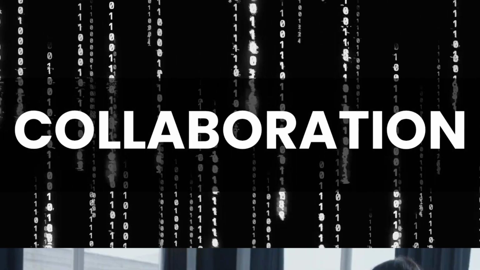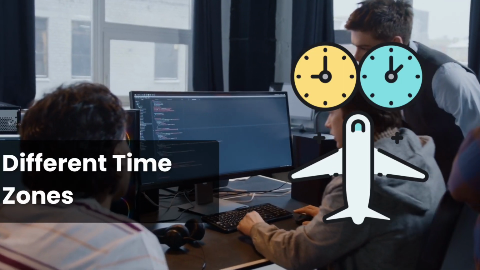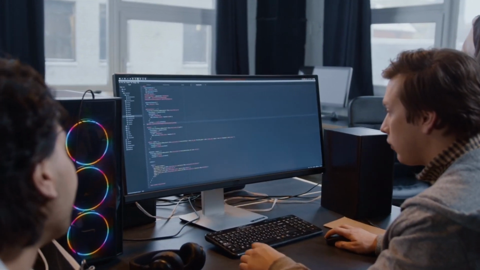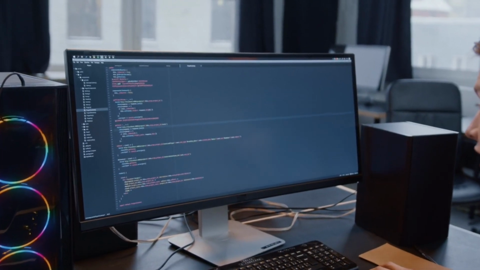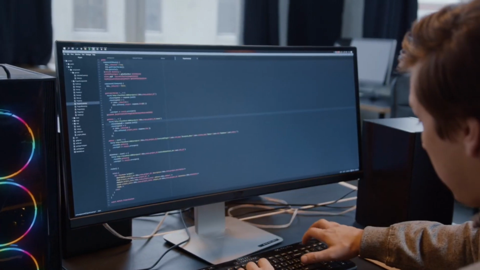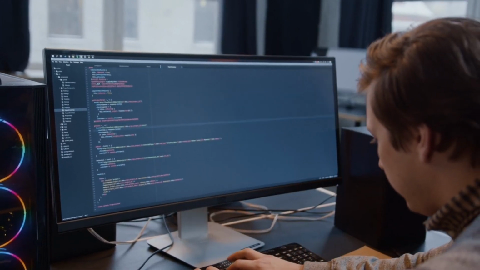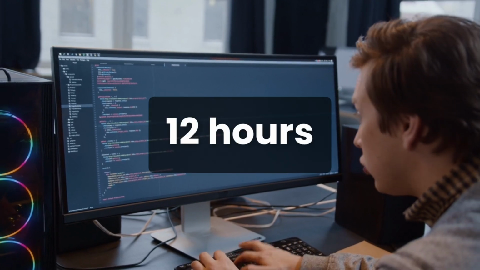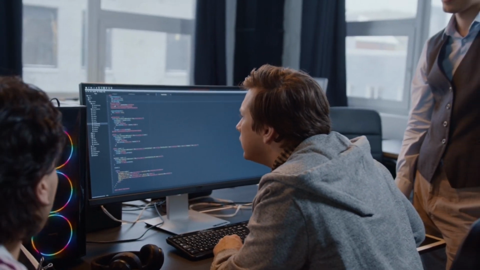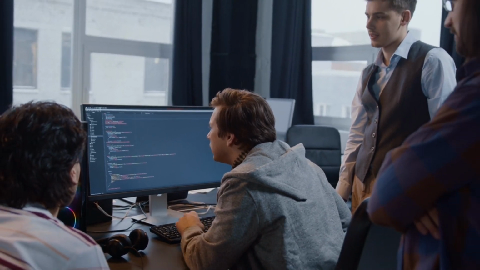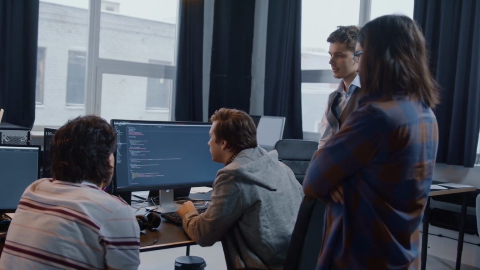Fourth, collaboration. If you work on projects with team members in different time zones, coding at night may align better with their working hours, enabling real-time collaboration. Let's say I am in India and some of my clients are in the United States or Canada. The difference in our time will be approximately 12 hours, which means if I am working at night in India at 11 p.m., my client will obviously be doing something in the day, and if I have any kind of doubt in my work I can contact him immediately.